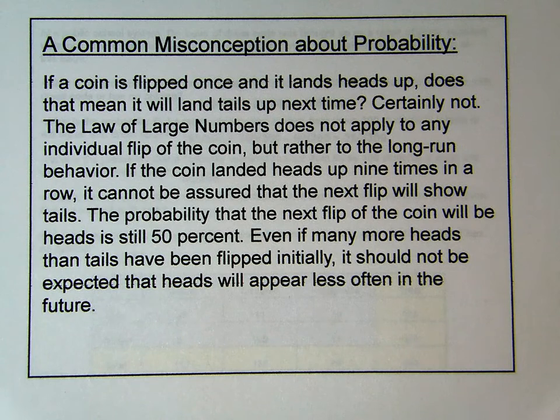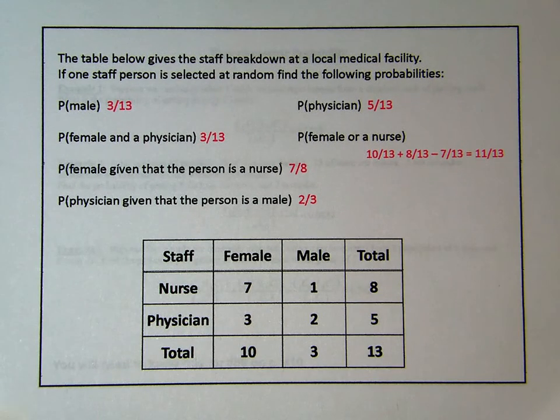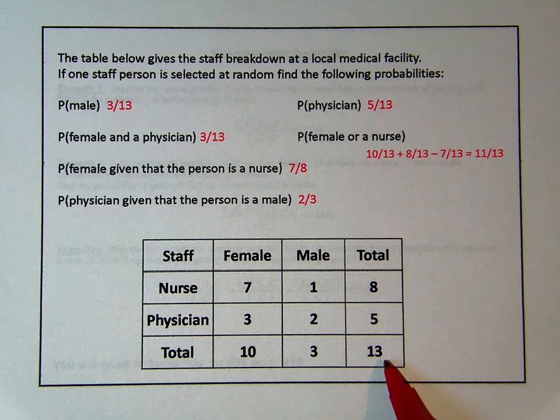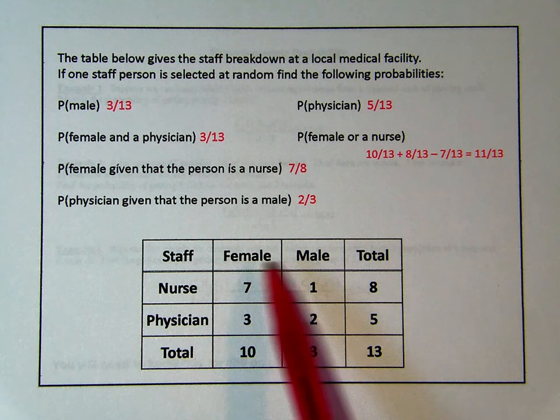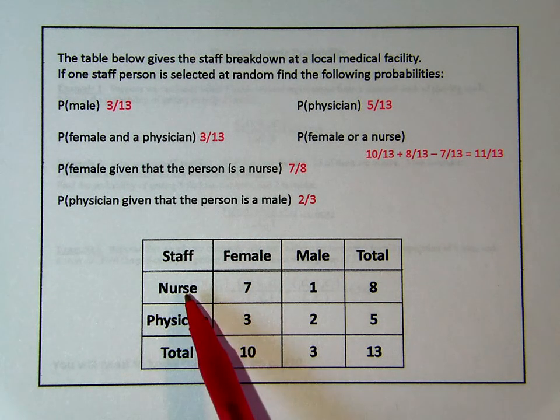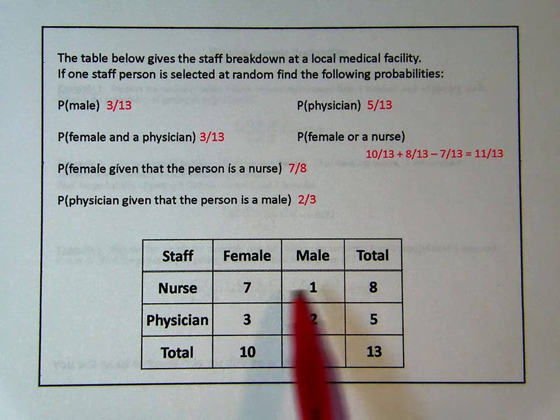All right, next type of probability we're going to look at is working off of two-way tables. Two-way tables take a group of things or a group of people and classify them 2 different ways. So for this particular example, we have a medical facility, and there's a total of 13 people, and we're breaking them down by gender, female versus male, and by whether they're a nurse or a physician. So there are a total of 8 nurses, 7 of which are female, 1 male.